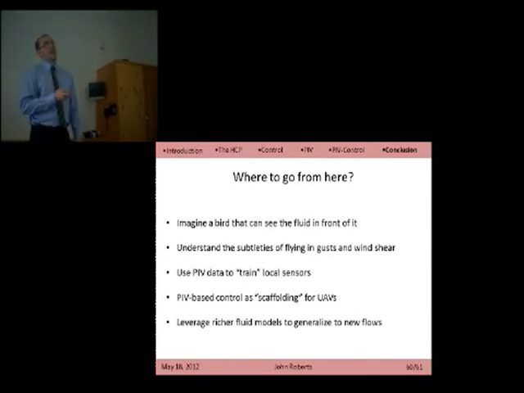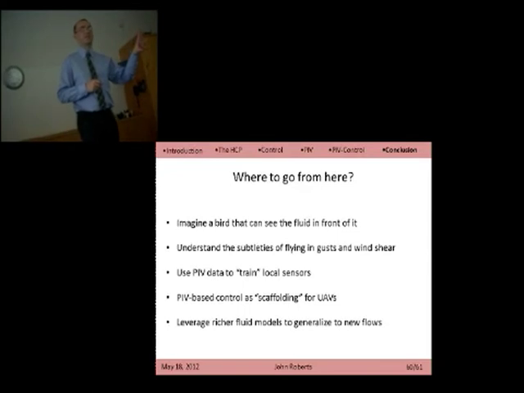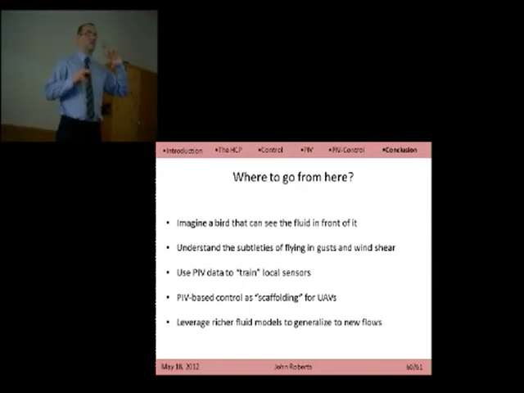Then, in an applications-focused way, you can use these PIV experiments to train a local sensing suite. So maybe you can't go fly actually through the forest with PIV in front of you.